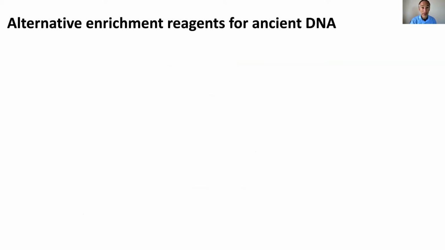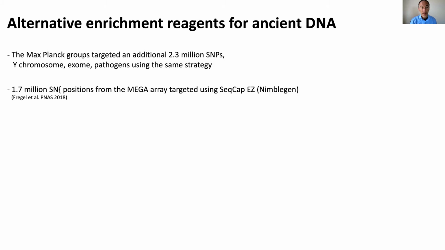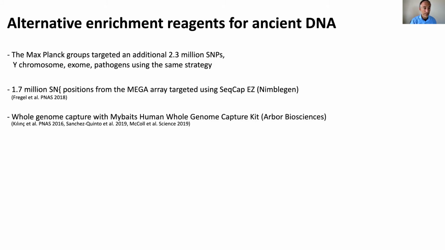This is not the only enrichment approach that's been successfully deployed for ancient DNA analysis, and I wanted to highlight a few. The Max Planck group with Matthias Meyer and colleagues have targeted an additional 2.3 million SNPs, also focusing on the Y chromosome, the exome, and pathogens. Another 1.7 million SNP positions from the mega SNP array were targeted using the SeqCap EZ technology by NimbleGen, and were published in a PNAS paper in 2018.